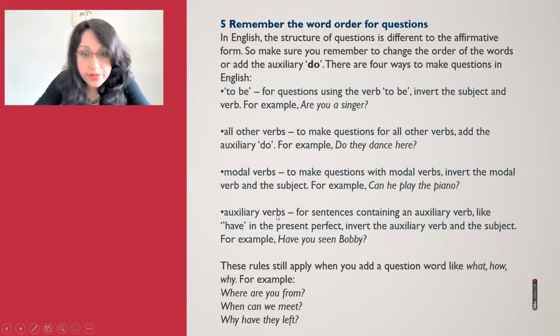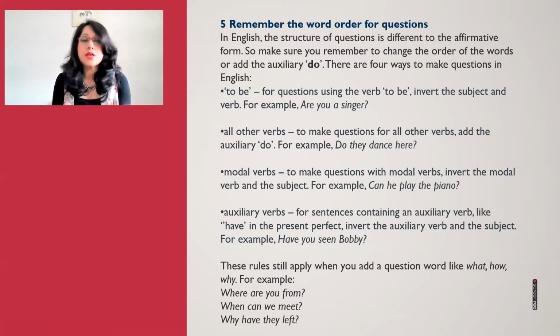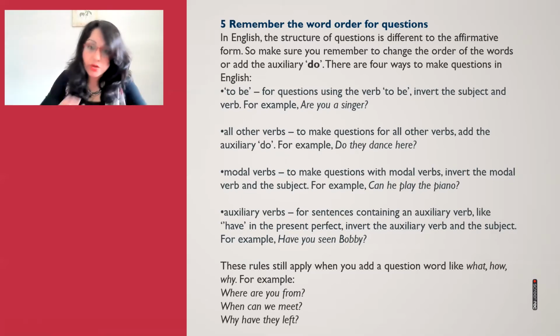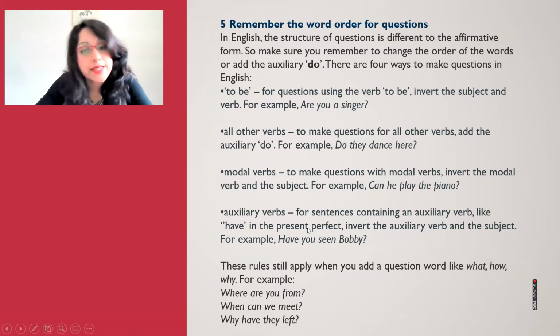Then you have your auxiliary verbs, for sentences containing an auxiliary verb like have in the present perfect. Invert the auxiliary verb and the subject. So, have you seen Bobby? I have seen Bobby. All right. So the same thing happens. Do not forget that you change the word order and have is going to come first and then comes your subject.